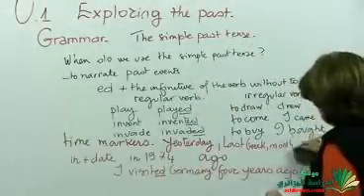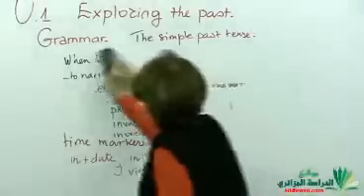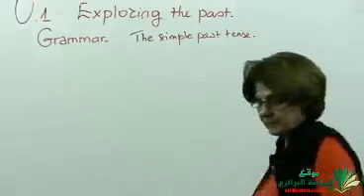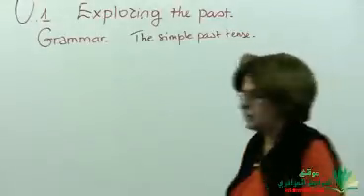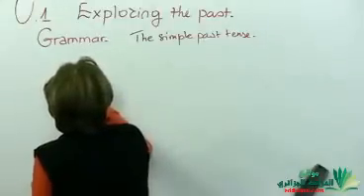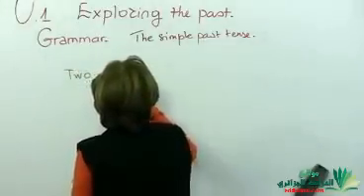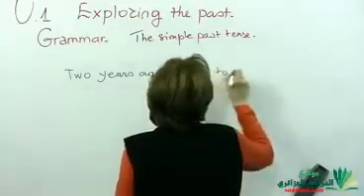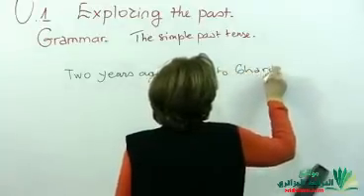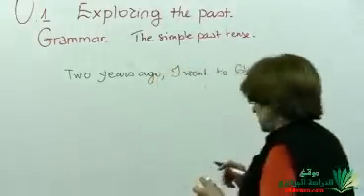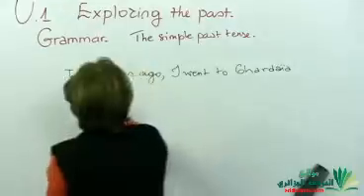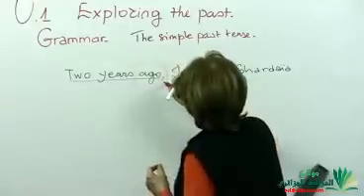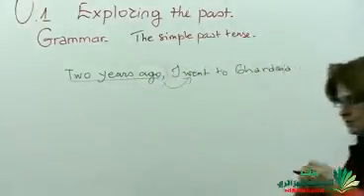There are more examples. Two years ago, I went to Ghardaia. Okay, 2 years ago. So you have here this expression with ago, which helped me to have the simple past.